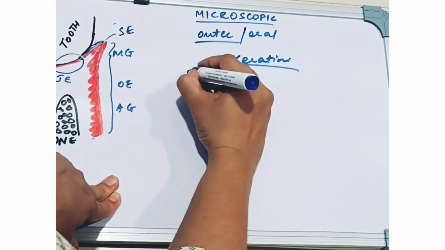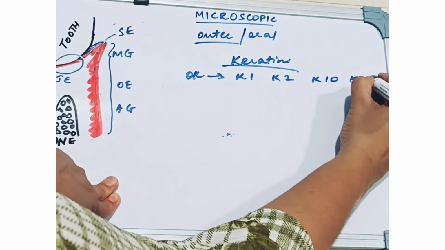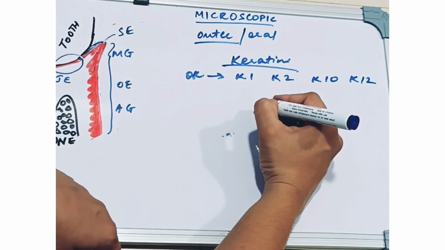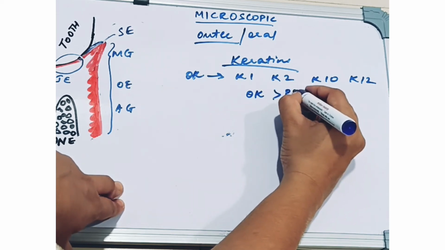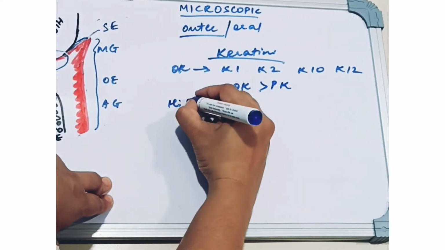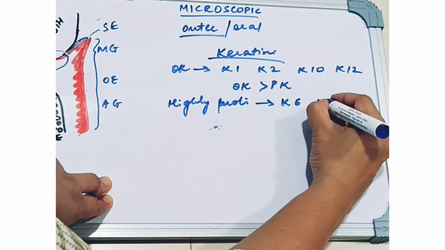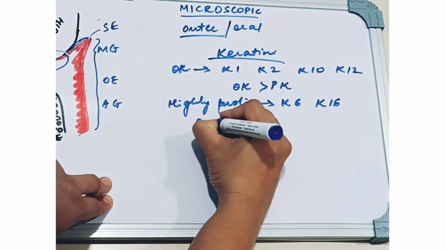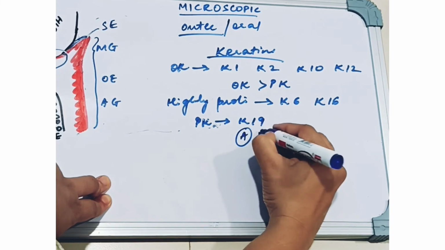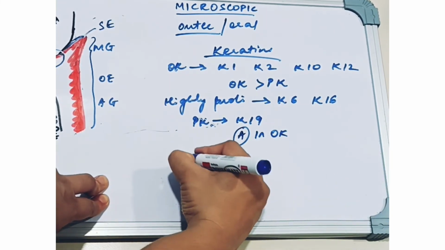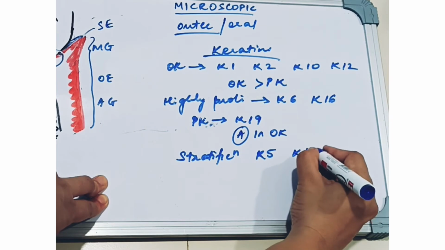So, in case of orthokeratinized, what we see is K1, K2, K10 and K12. These are specific to the epidermal type differentiation. In case of orthokeratinized, it's expressed more as compared to the parakeratinized. Then in case of highly proliferative epithelia, we see more of K6, K16. In parakeratinized, we see K19. Now this K19 is absent in orthokeratinized. And then we have some stratification specific keratins, that is K5 and K14.